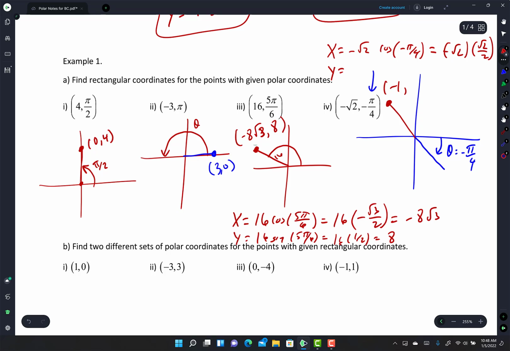Same thing with the y value. Negative square root of 2 times sine of negative pi over 4. So that's negative square root of 2. And then sine of negative pi over 4 is going to be negative square root of 2 over 2. So negative times the negative is a positive. So that's going to be 1. And there it is. Negative 1, 1.